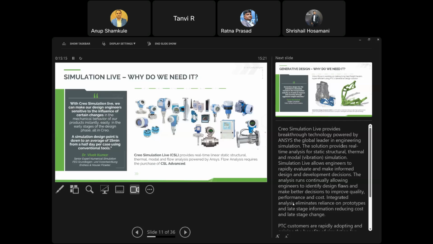That much drastic time reduction will be there with respect to Simulation Live when you are employing it for an analysis early in the design, while you are at the concept design stage. So as it is, there are multiple capabilities with respect to Simulation Live. You have Simulation Live and Simulation Advanced, where structural, thermal and fluid flow analysis support are available.